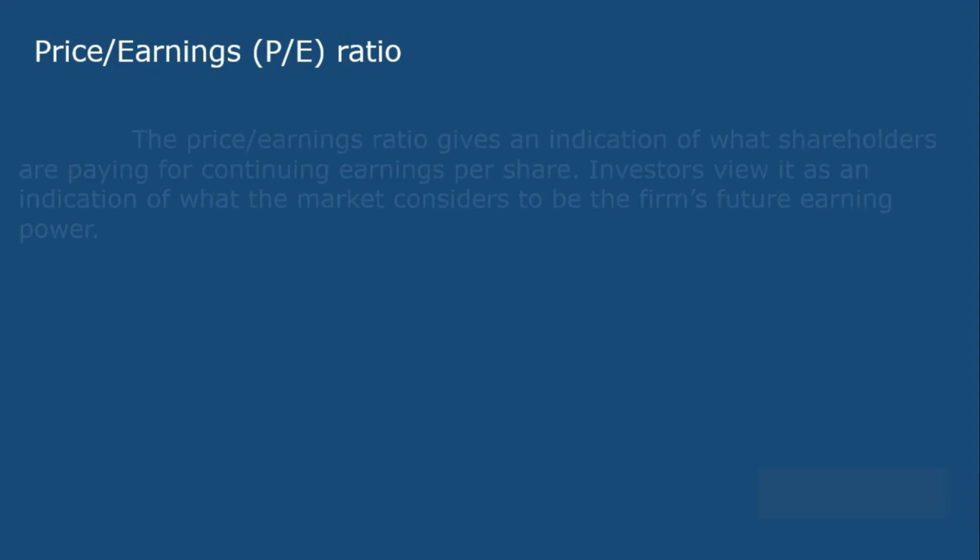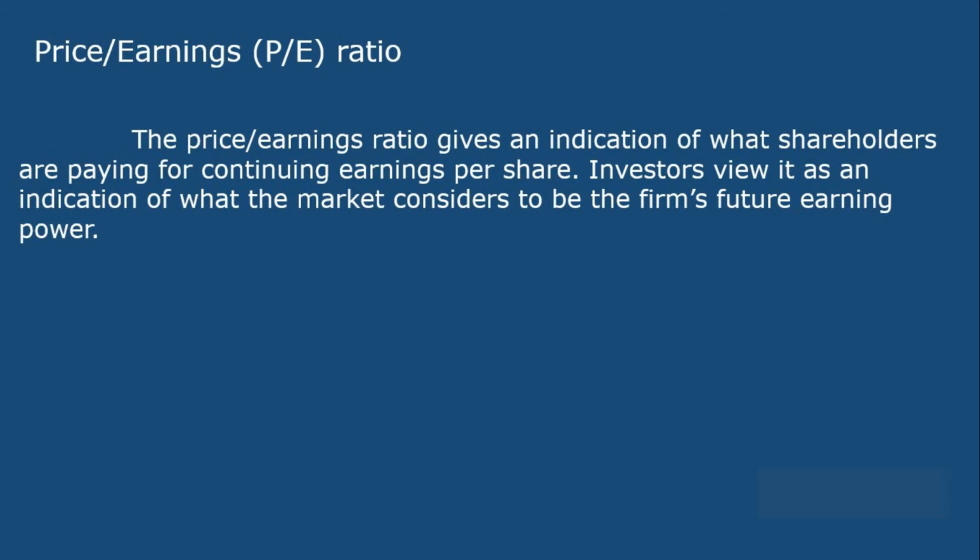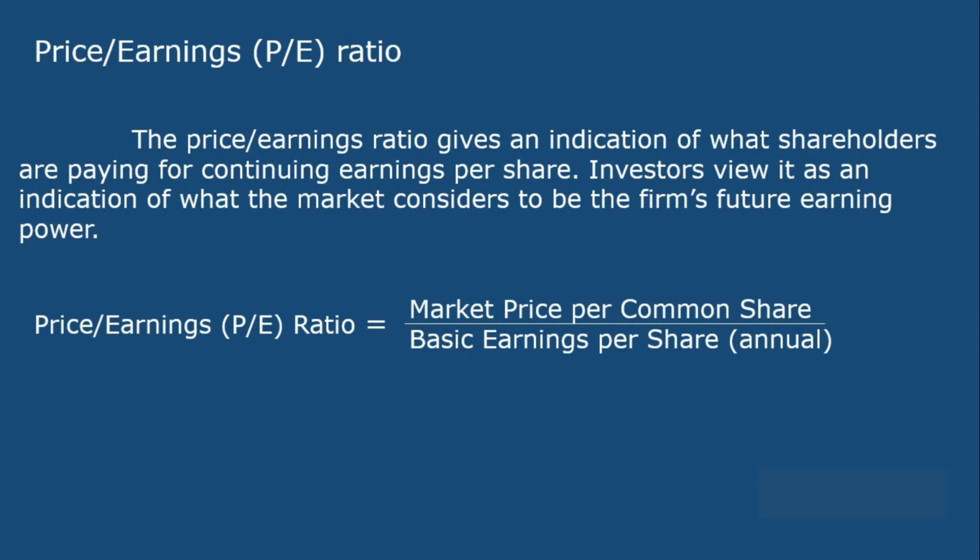Price to earnings ratio. The price to earnings ratio gives an indication of what shareholders are paying for continuing earnings per share. Investors view it as an indication of what the market considers to be the firm's future earnings power. The PE ratio is calculated by dividing market price per common share by basic earnings per share. Consider the BEPS should be an annual amount.